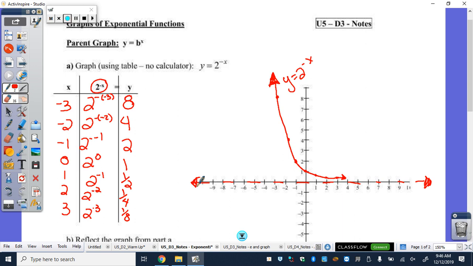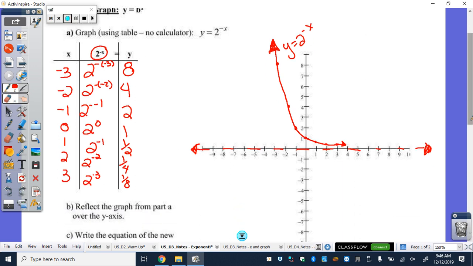So if you have that done, go ahead and do part B, which tells you to reflect the graph from part A over the y-axis. So go ahead and reflect your graph if you have it done over the y-axis. Does our asymptote change? Nope. Asymptote's going to stay exactly the same.